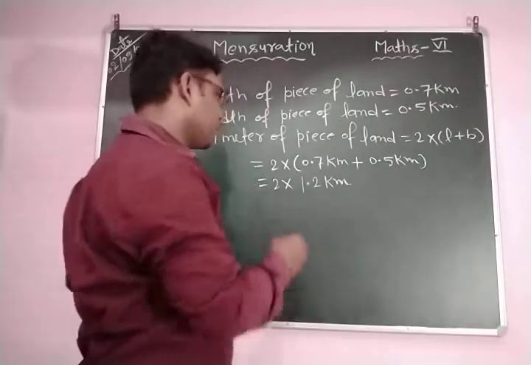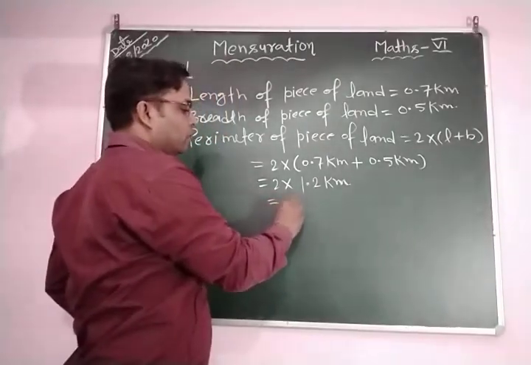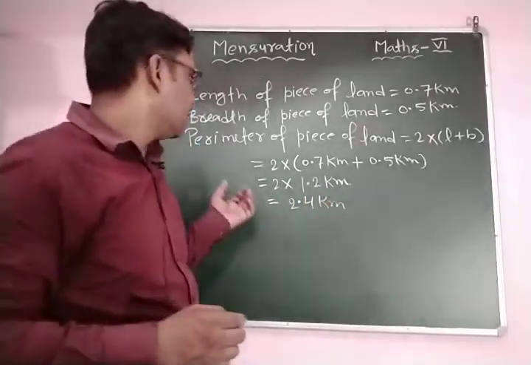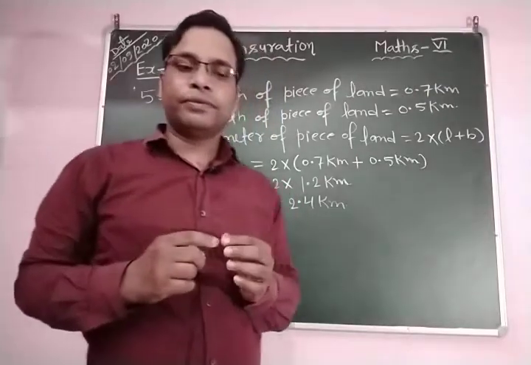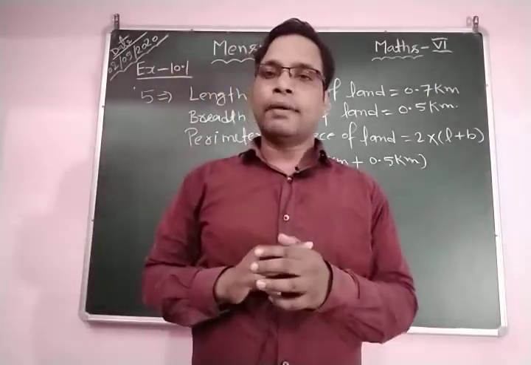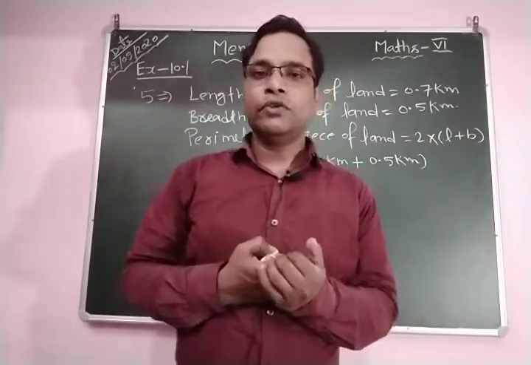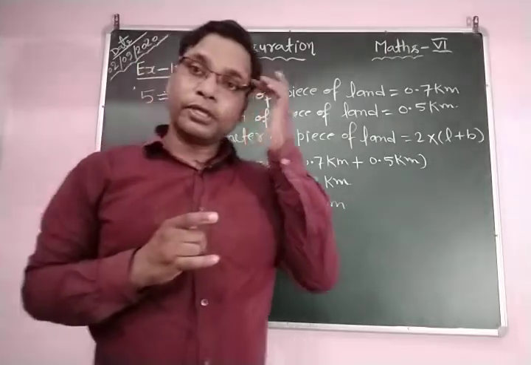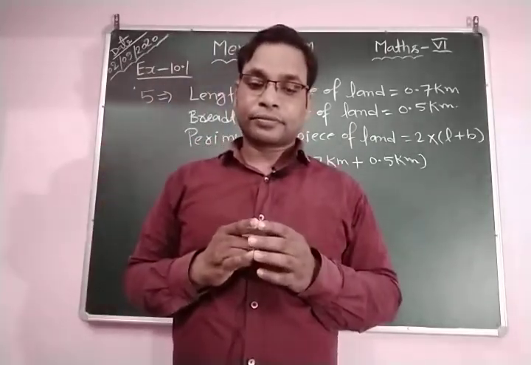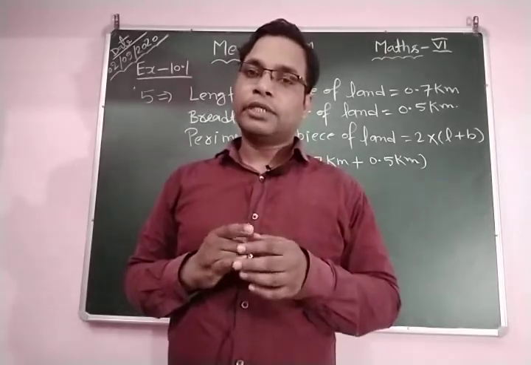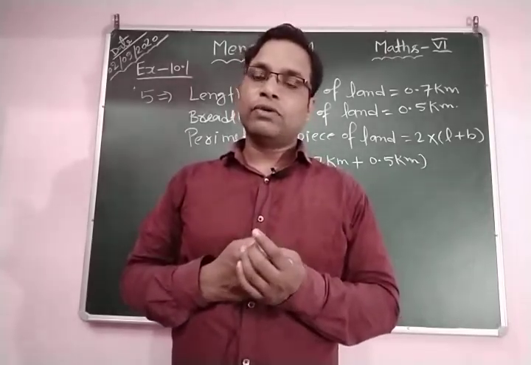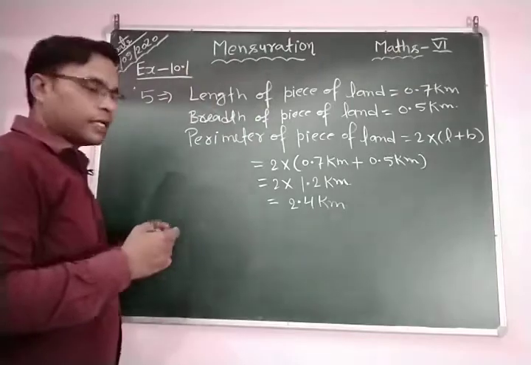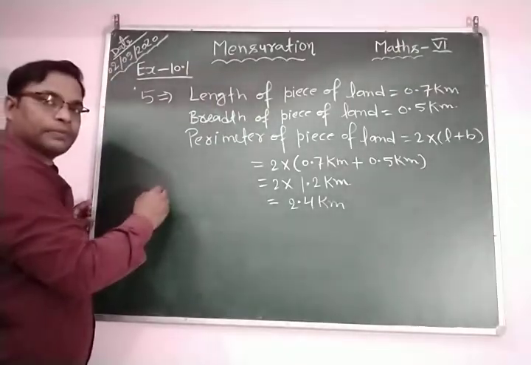kilometers. And if you multiply this by 2, we obtain 2.4 kilometers. This is the perimeter of the land. If you fence 1 row around the perimeter of this land, then the length of wire needed is 2.4 kilometers. But here we fence 4 rows. It means that the length of wire is equal to 4 into the perimeter of the piece of land. So at last we find the length of wire.